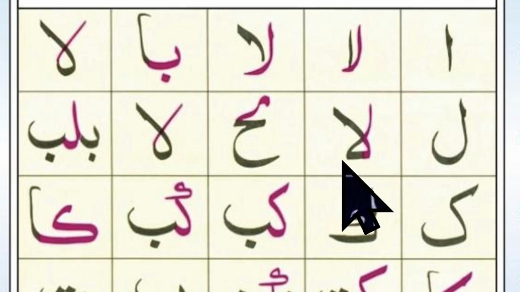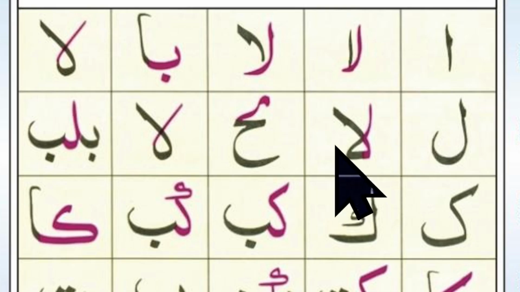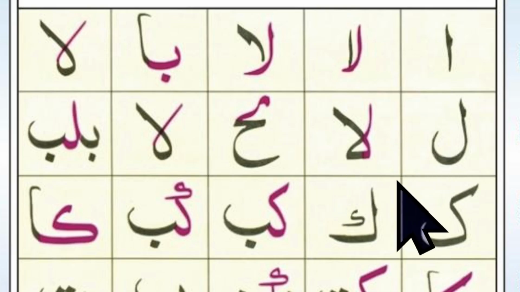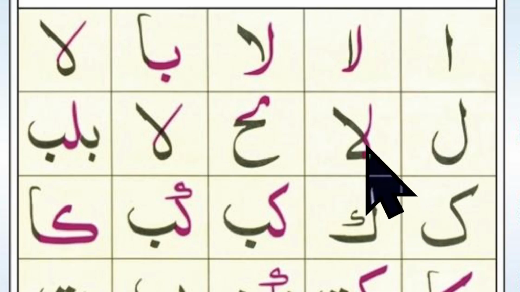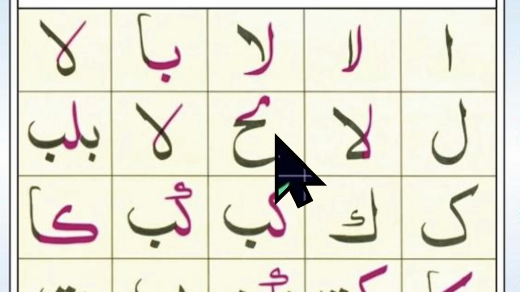Okay, and the next one is lam and then lam alif. Lam we read before. It's exactly the previous shape. And this one is the next shape of lam alif. Lam alif. And this one is lam ha.